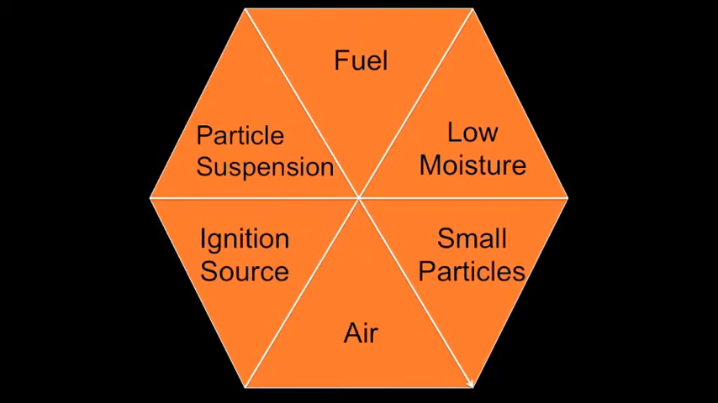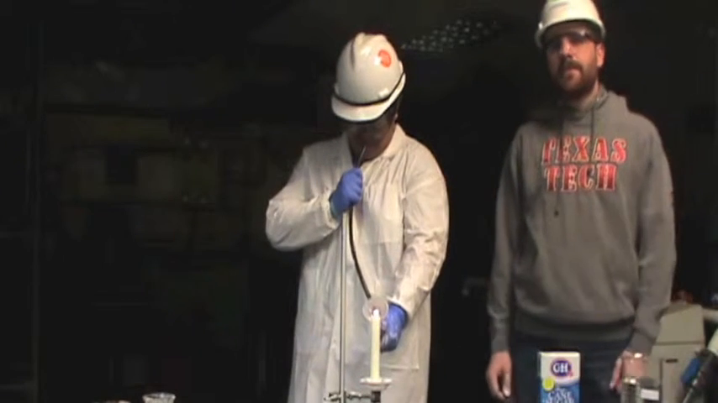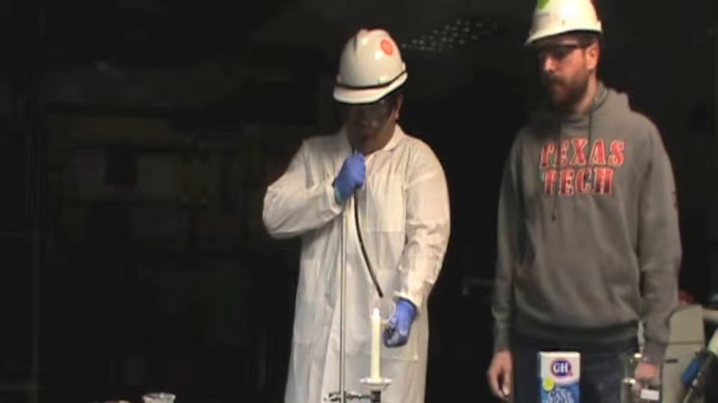Dust explosions are governed by the flame hexagon. This is a modification of the flame triangle of more immediate experience. In order for the explosion to occur, all the parts of the hexagon must be present. Remove one and the explosion is prevented. So what happens when we remove something? In this demonstration, there is no sugar in the hose, so we have no fuel to create the explosion.